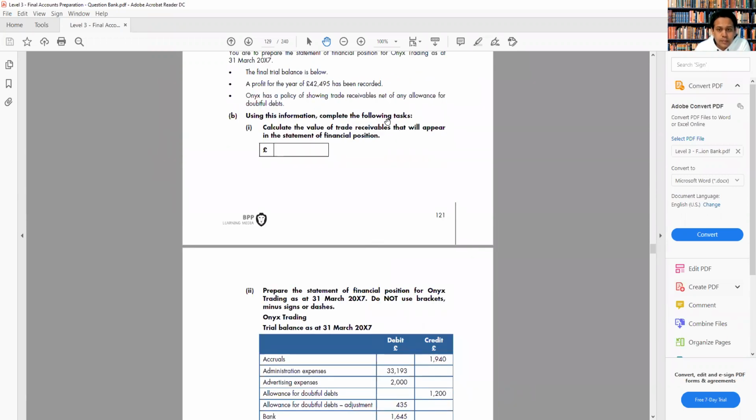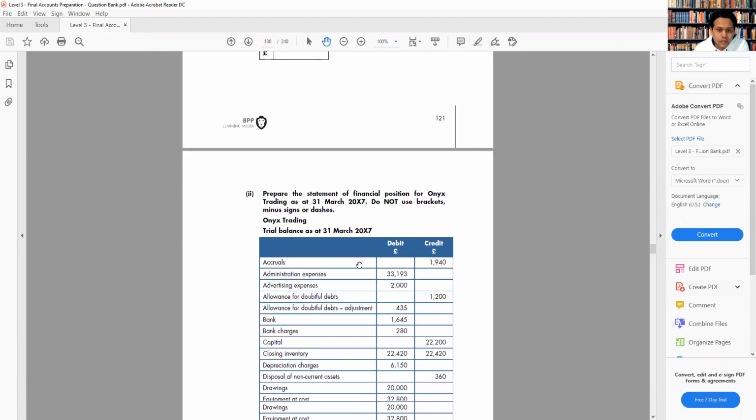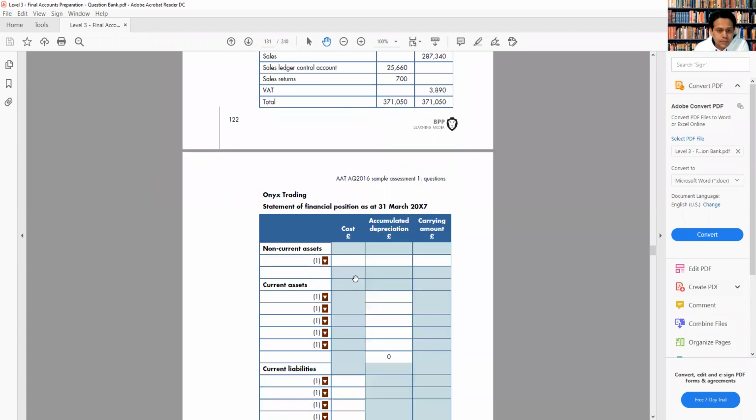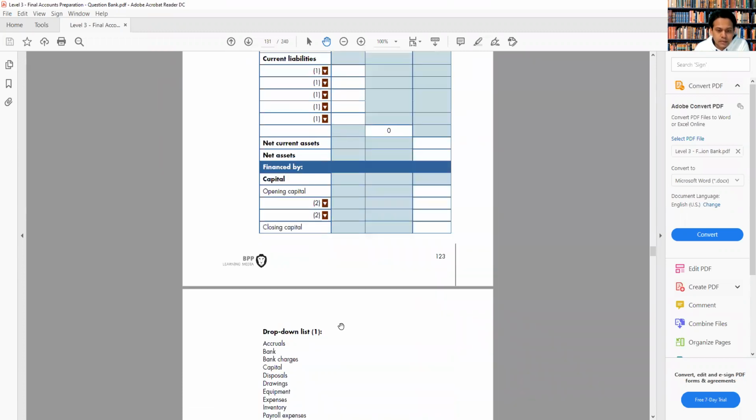Using the information, complete the task: calculate the value of trade receivables that will appear in the financial statement. The question already said how much will be short. So from the sales ledger control, we need to minus the allowance for doubtful debt, and whatever it is, it's going to come here. The next one, they're asking to prepare the financial statement. That's it.